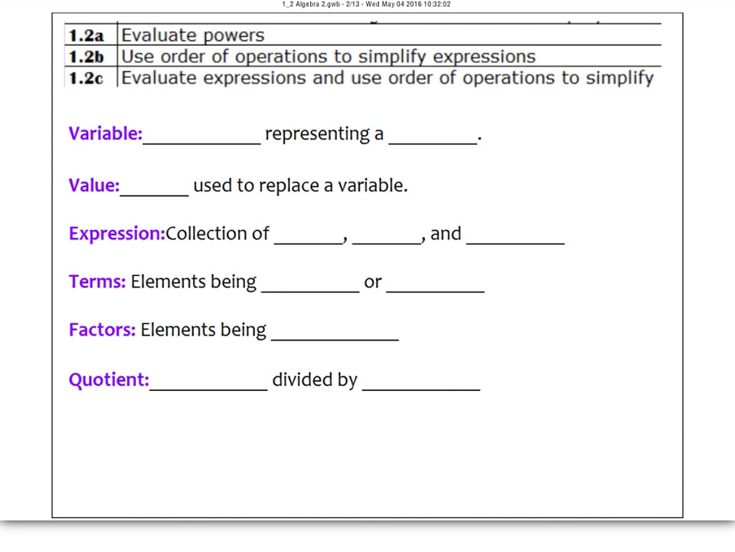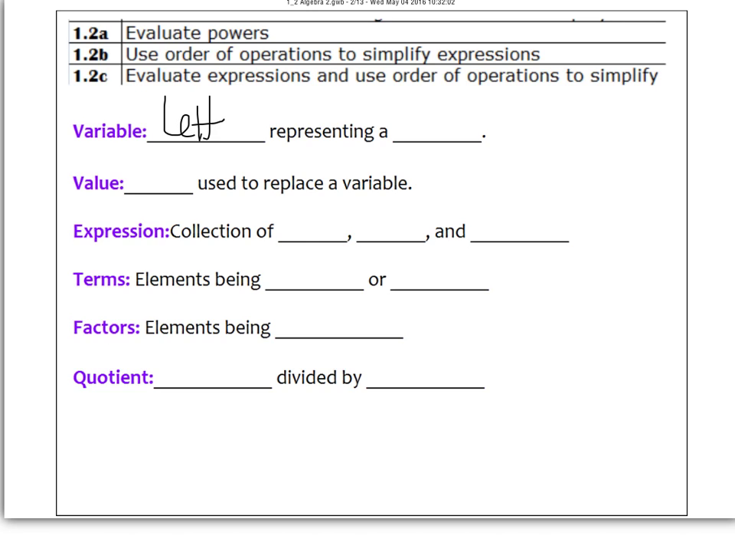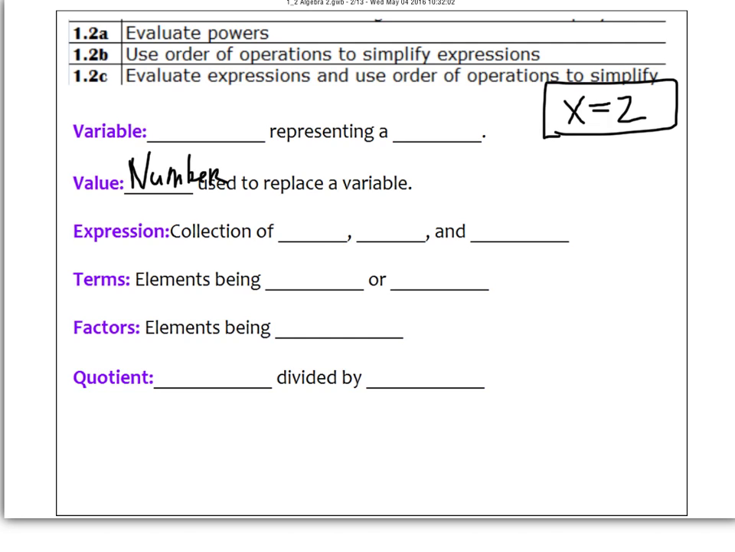In this video, we're going to look at Learning Objective A, evaluating powers. But before we do that, let's talk about some vocabulary. What a variable is. A variable is a letter that represents a number. A lot of the times you might see, for example, they'll say let x equal 2. So x is called the variable and 2 is the number. The value is the number used to replace a variable. So again, in our x equals 2 example, x is the variable, 2 is the value.